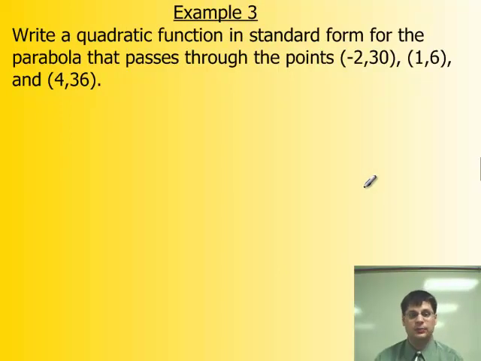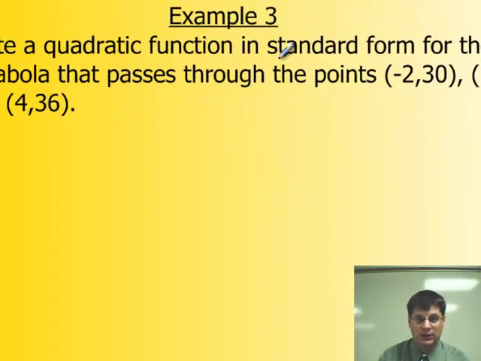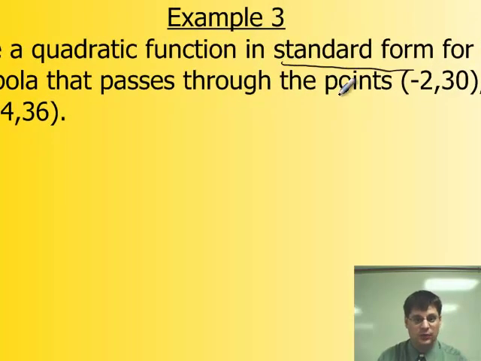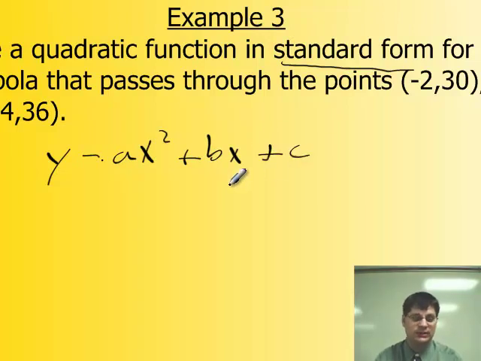Our third example, it says, write a quadratic function in standard form for the parabola that passes through the points -2, 30, 1, 6, and 4, 36. Now, this one does specify that we need to put this in standard form. So the standard form is y equals ax squared plus bx plus c.